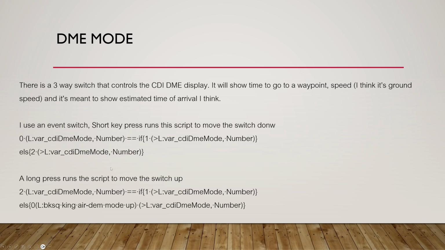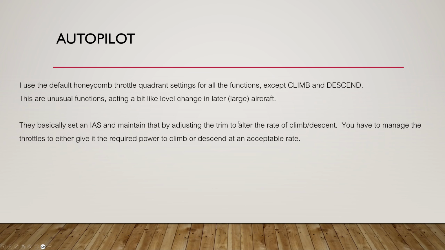But let's get back into here. So it's just the climb and descend I'm going to worry about. The climb and descend, as it says here, sets an indicated airspeed it's going to maintain, and it adjusts the trim to change the rate of climb and descent. It hasn't got auto throttle, so you manage the throttles.